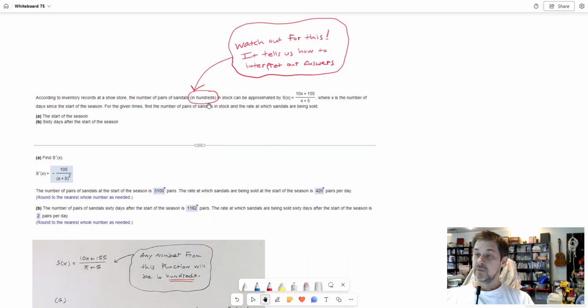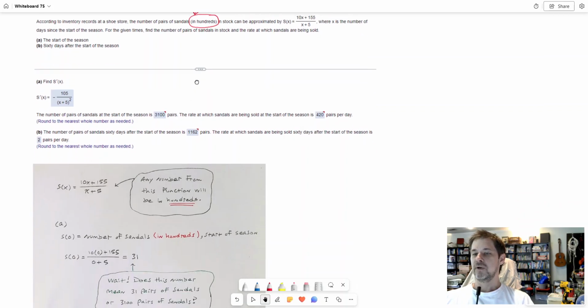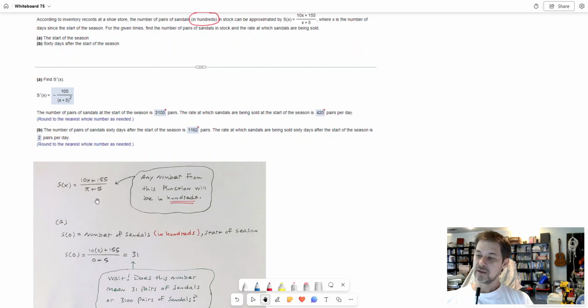When I read this question, I have this function that tells me the inventory in a store, but the number this function gives me doesn't just tell me what the inventory is. I have to interpret that number a certain way. And that's what this part says: the number of pairs of sandals in hundreds. So whatever number I get out of this function is telling me the inventory in hundreds. I can't just take the number as is. I have to add that hundreds to it.